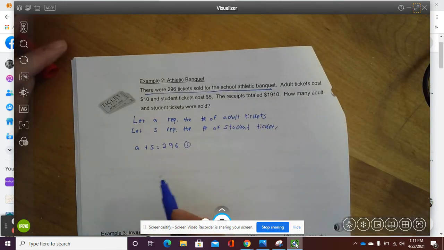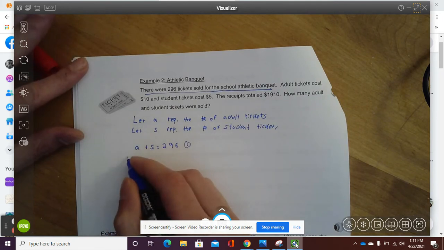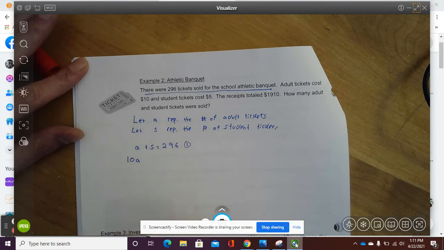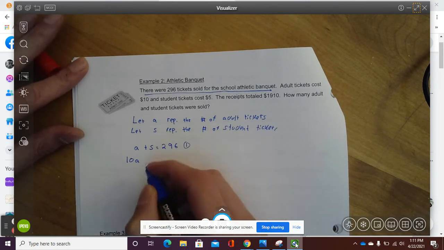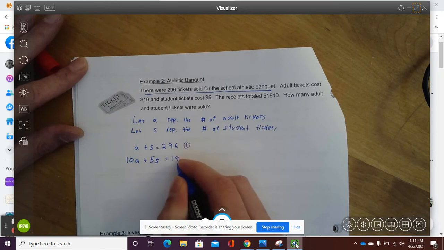And then the second equation is going to have to do with the money. So each adult ticket costs $10. So the total I raised from the adult tickets will be 10 times A, however many I sell. So for example, if I sold 17, I would make 10 times 17, $170. And then 5 times S is the money I raised from my student tickets. And altogether, that equals 1910.